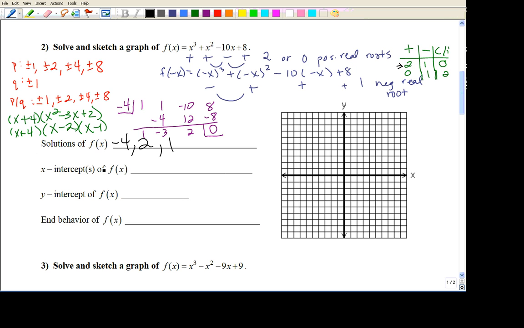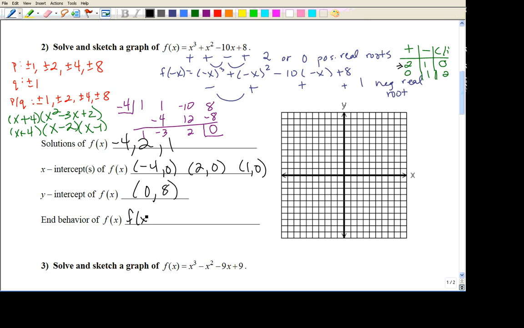Okay, so the x-intercepts, the reason that it seems a little redundant, but it's actually being very specific here. We're not just looking at the solutions, which could possibly include imaginary solutions. Now let's look at the x-intercepts. X-intercepts will not include imaginary numbers because on our xy plane, they're only real numbers. So our x-intercepts are at (-4, 0), (2, 0), and (1, 0). Our y-intercept is our constant term of 8, so we have (0, 8).